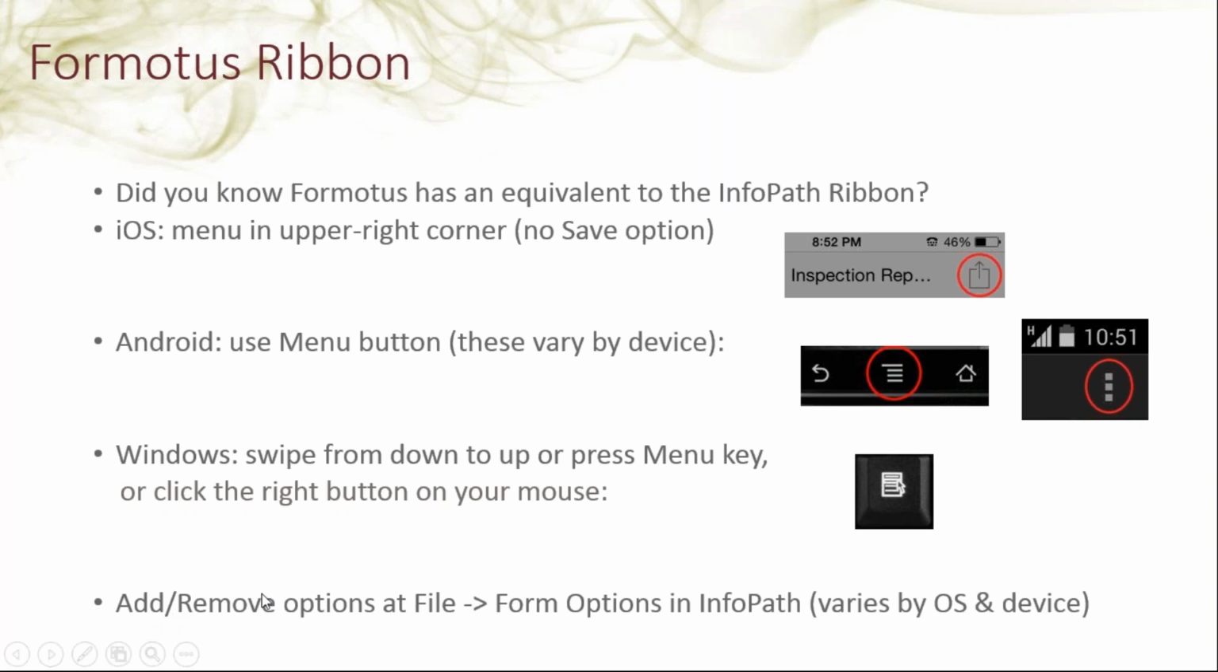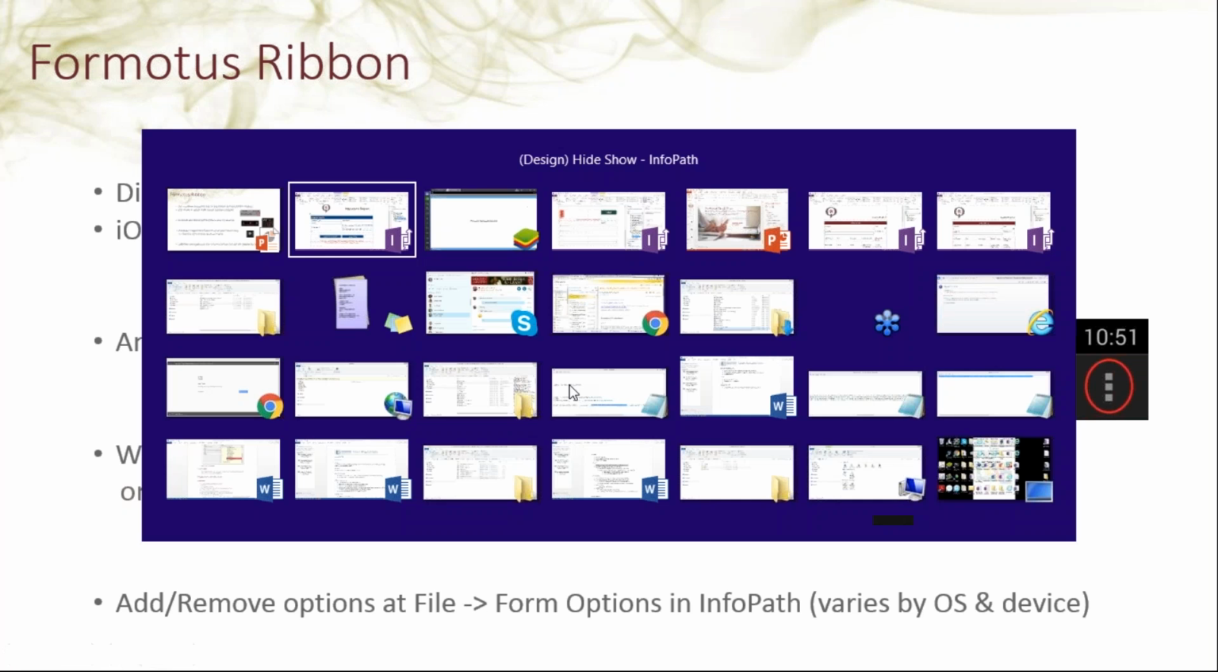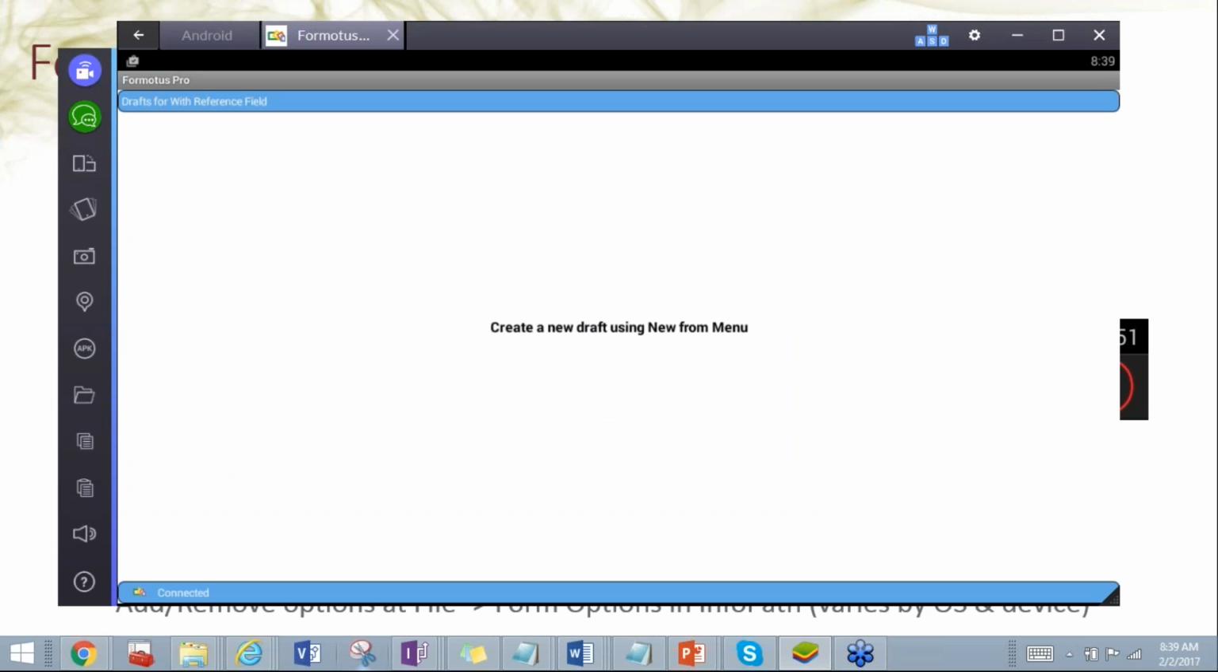And as I've been showing you, you can add and remove options that appear on the File Form Options in InfoPath. And like I said, the different options that are available vary by operating system and device. So let me quickly show you.